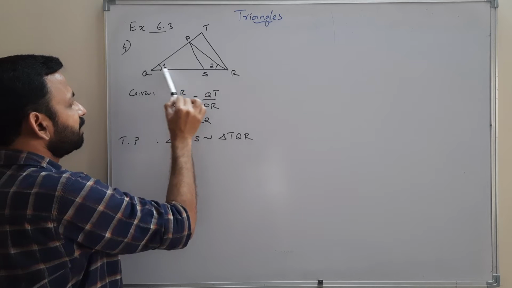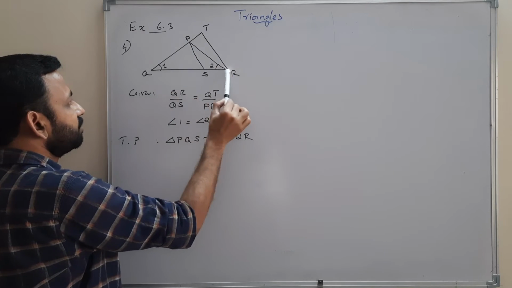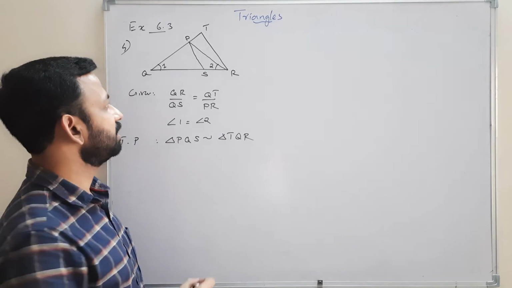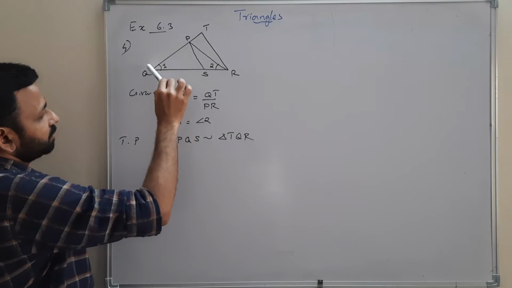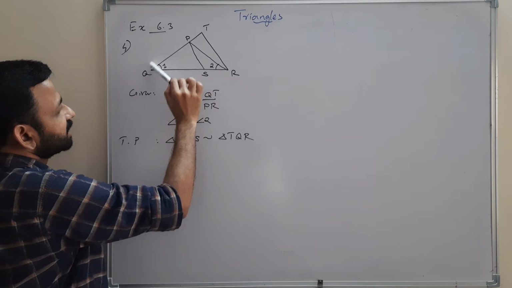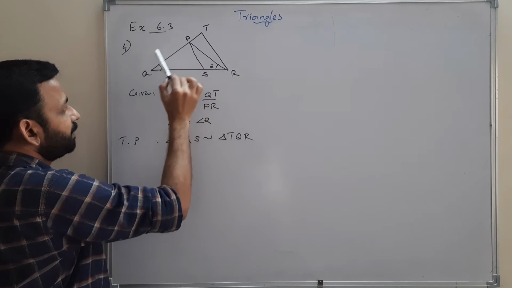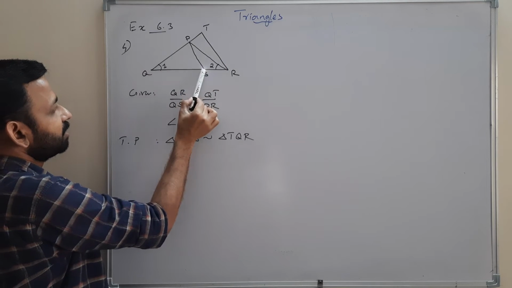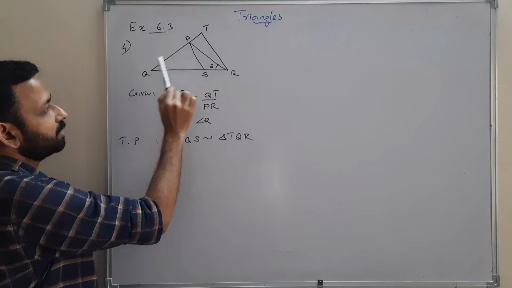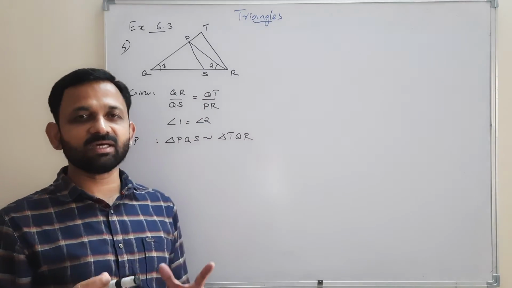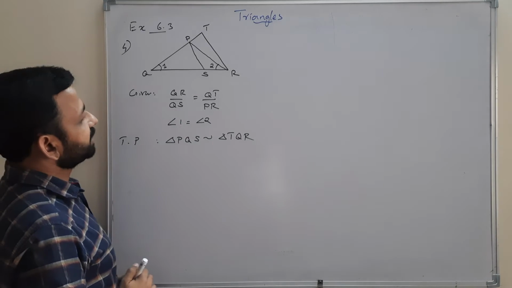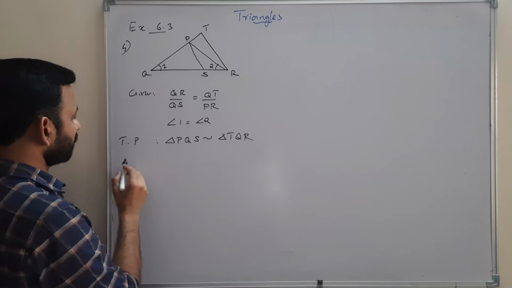So when we take triangle PQS and triangle TQR, the angle Q is common. Both the angles are equal. Then we have to prove the included sides are in proportion. That means if we can prove PQ upon TQ is equal to SQ upon RQ, or QS upon QR, then we can say that two triangles are similar. So we are going to prove like that. And here proof.